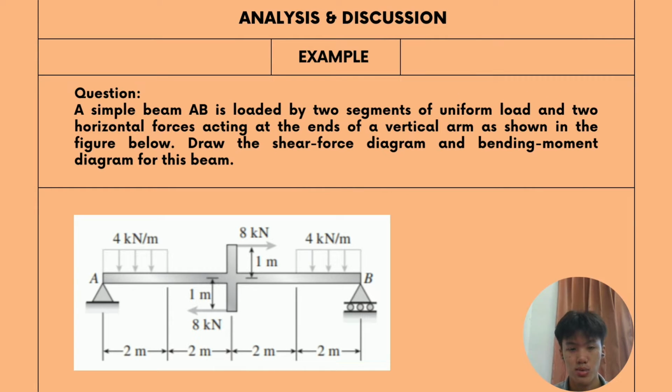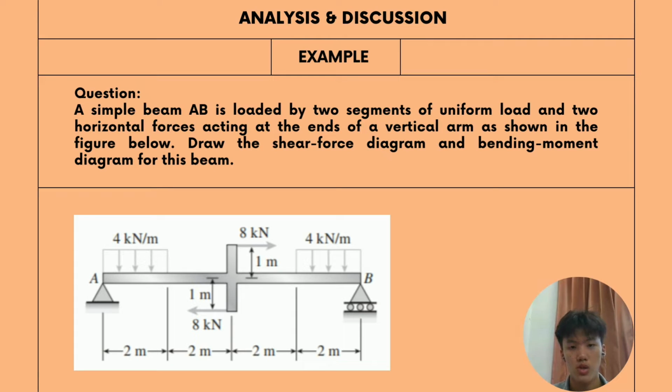So this is the example question we take from an internet website. A simple beam AB is loaded by two segments of uniform load and two horizontal forces acting at the end of a vertical arm, as shown in the figure below. Draw the shear force diagram and bending moment diagram for this beam.